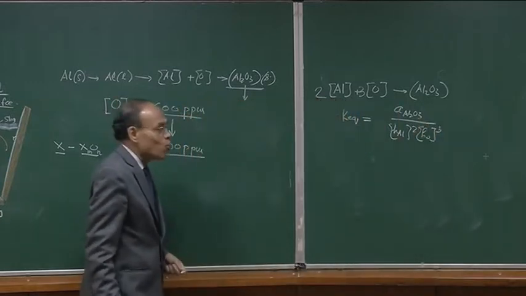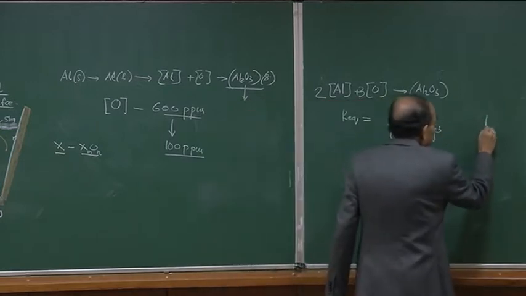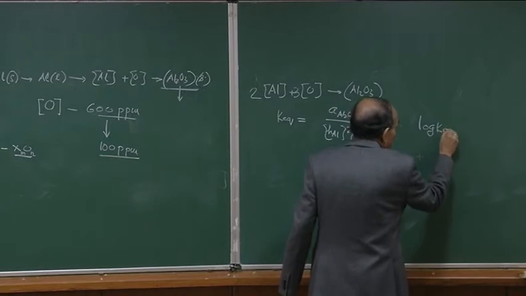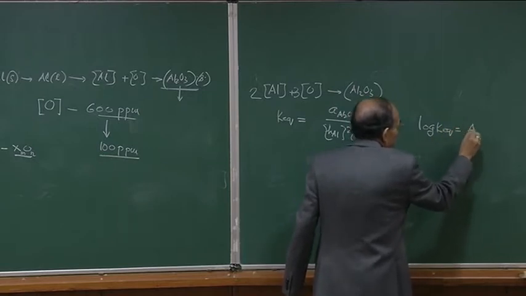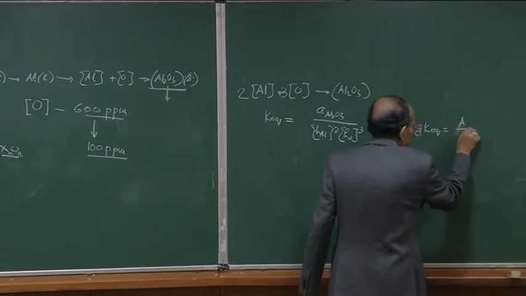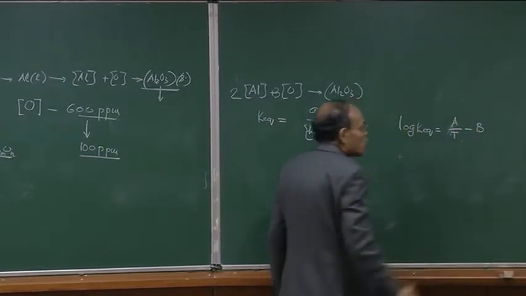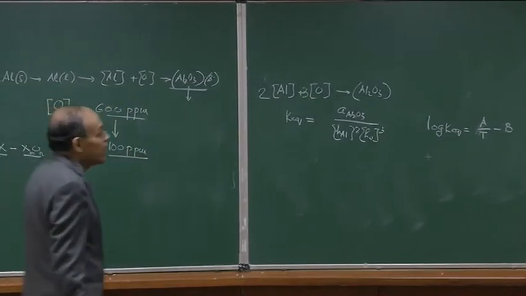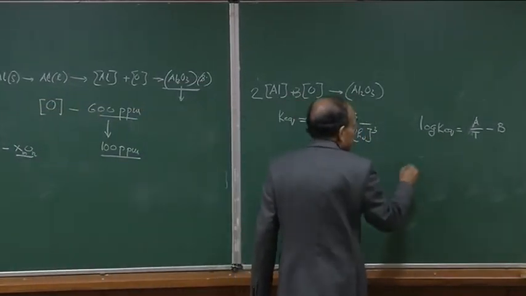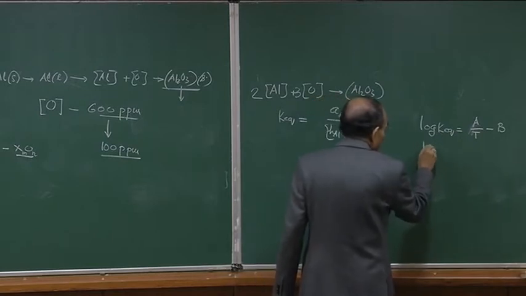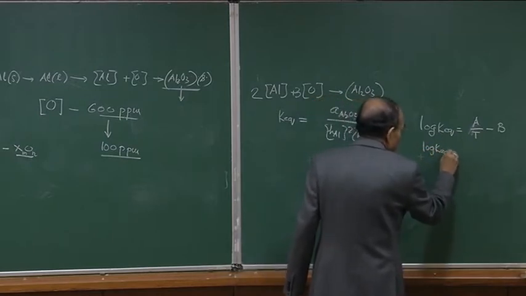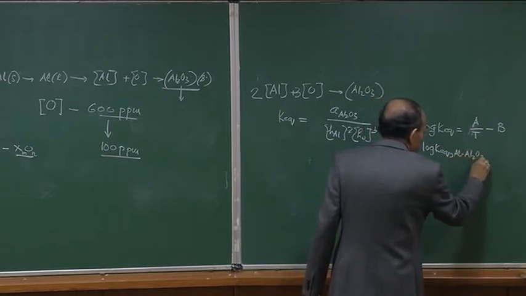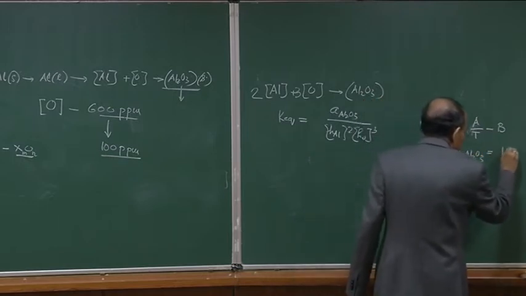K equilibrium, we all know, is related to the standard free energy of formation of the oxides. K equilibrium is given in terms of equations like, for oxidation reactions, this standard formula in which A and B are constants. If you take for example 1600 degree centigrade, then for log K equilibrium for aluminum, Al2O3, it comes out close to, I think, 17.